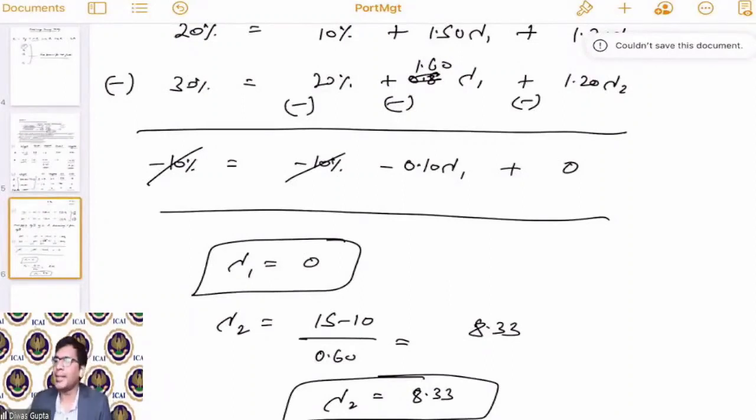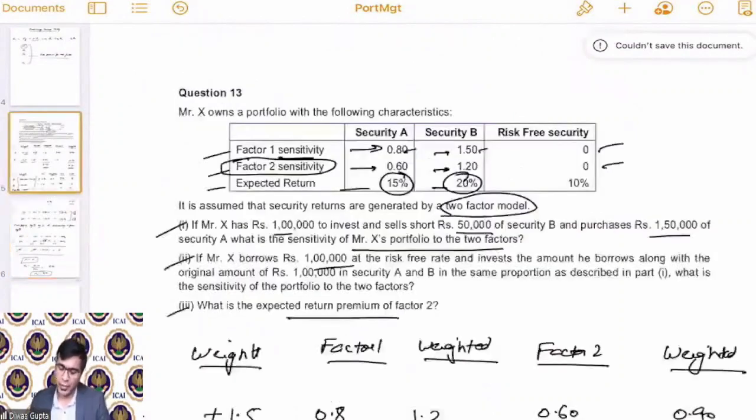Okay, so Namita is asking, sir, in the question it is not given how much amount of security B he is holding. So how can we assume in the second part that he is selling it for 1 lakh? Okay, Namita, let me answer that. If you go to the first part of the question, they have mentioned that initially he has a sum of 1 lakh, and in the second step he sells short 50,000 of security B, and he takes 50,000 from that short selling. Now he has a total of 1,50,000 and he is investing the entire 1,50,000 into security A.